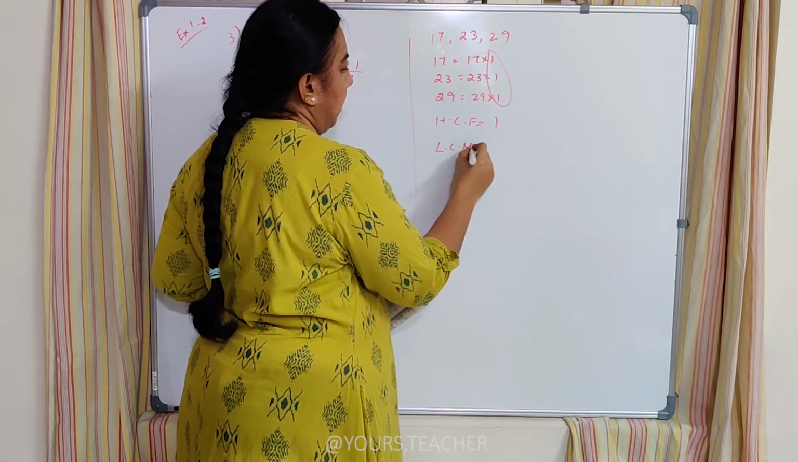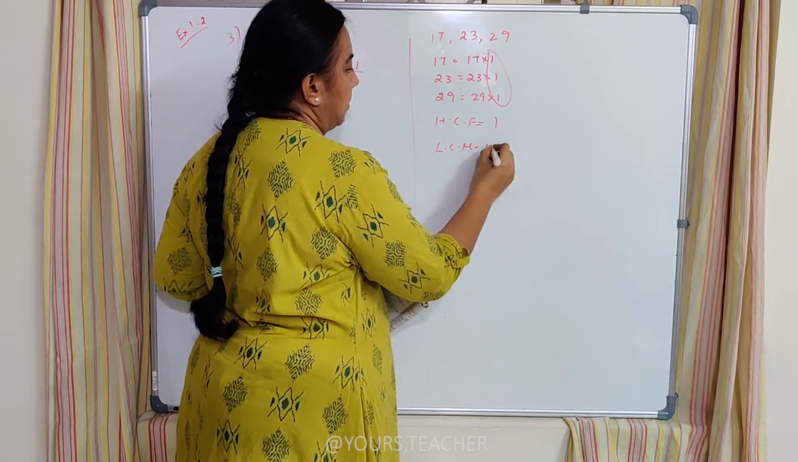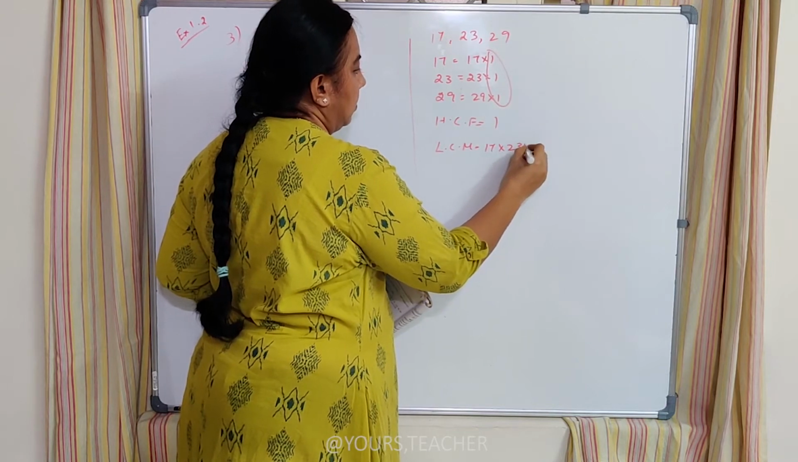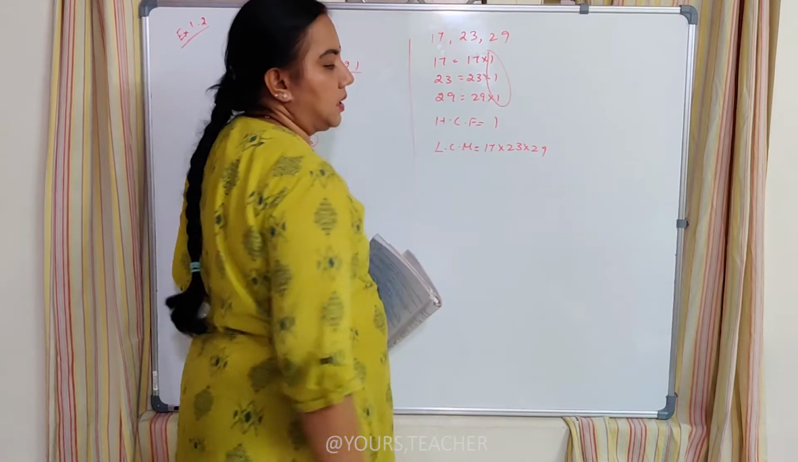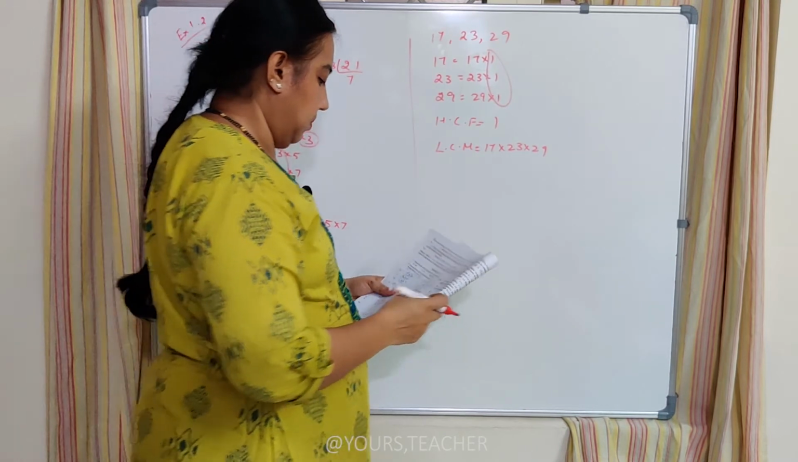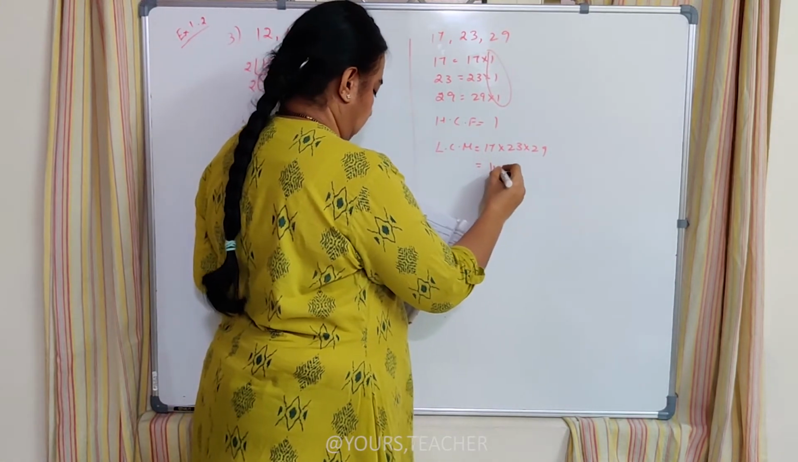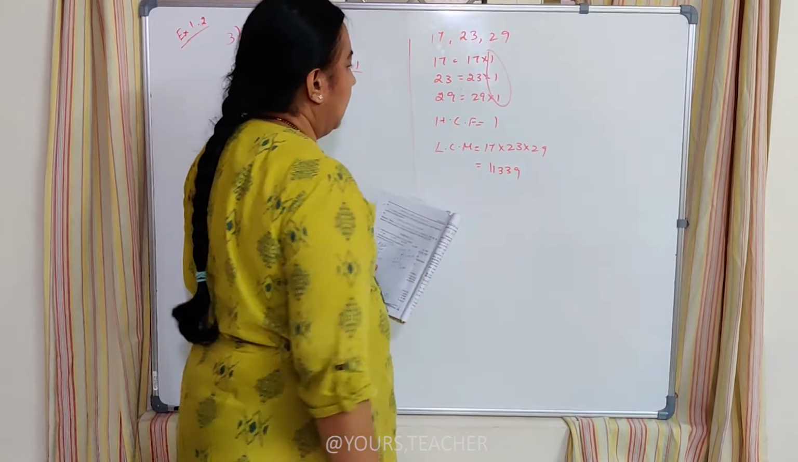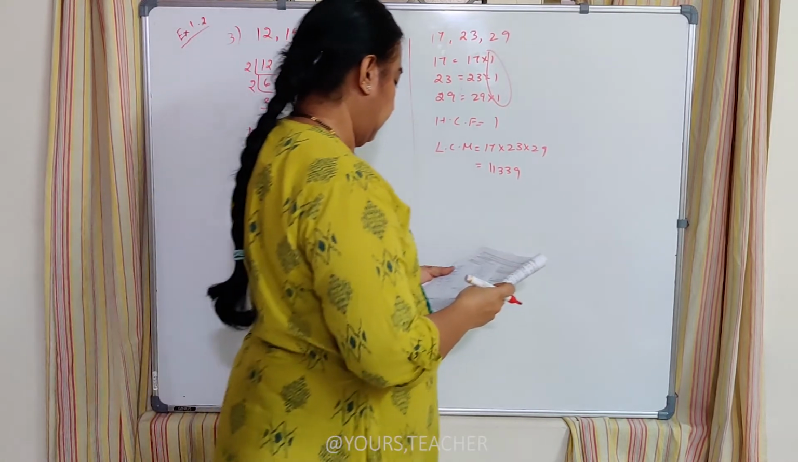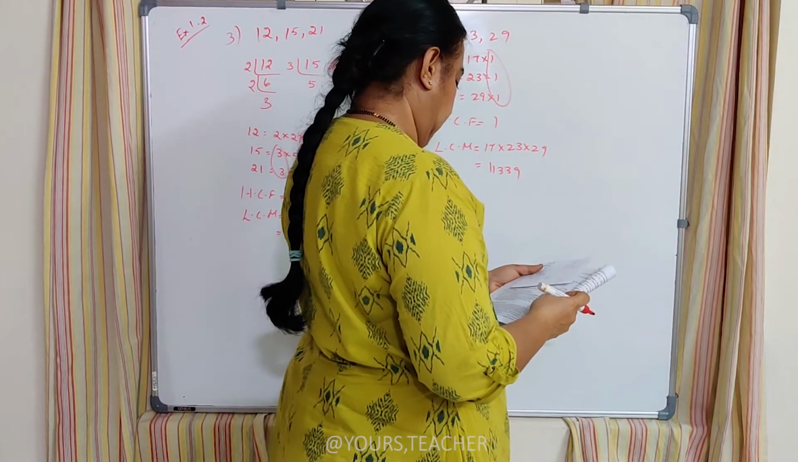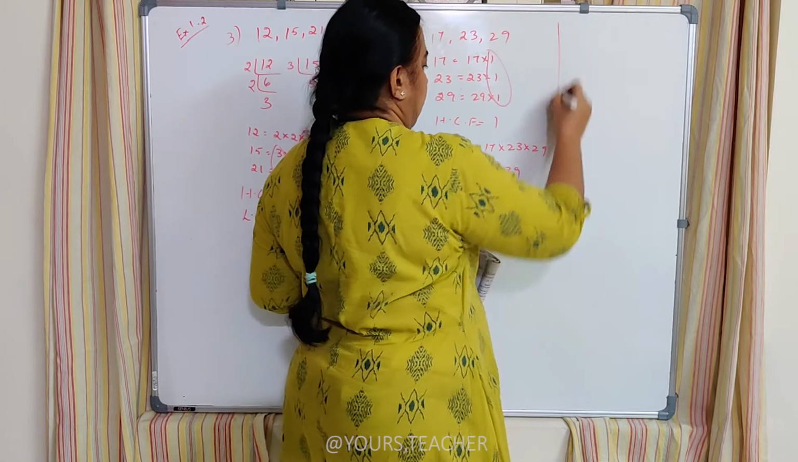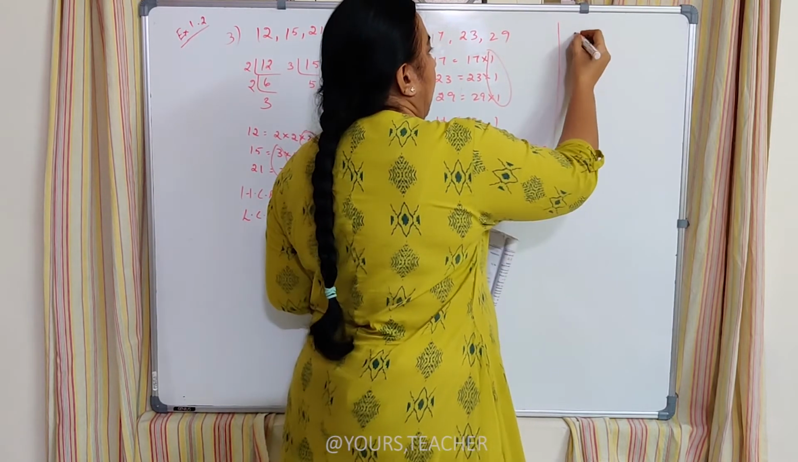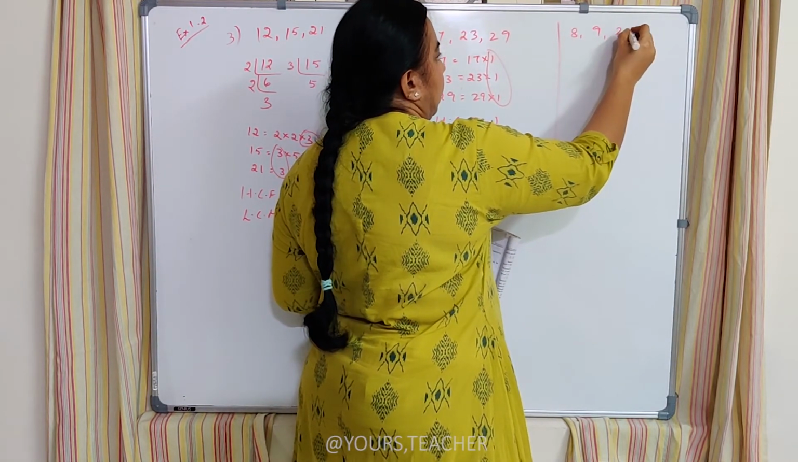The LCM is the multiplication, the product of all the three numbers: 17 into 23 into 29. That's it. Okay. And it sums to be equal to 11339. The next sum is 8, 9 and 25. 8, 9 and 25.